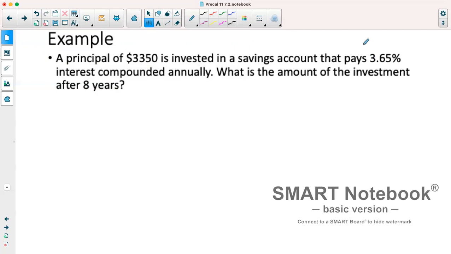So first thing I would do is write out what information we're given. So first thing we're given is our principal. So we know our principal is 3,350. Next, we're told our interest rate, which for our annual compounding formula is represented by I. So that's 3.65%. Now, just like before, we need to change that into a decimal. So that's 0.0365. And then we're given a time of 8 years.